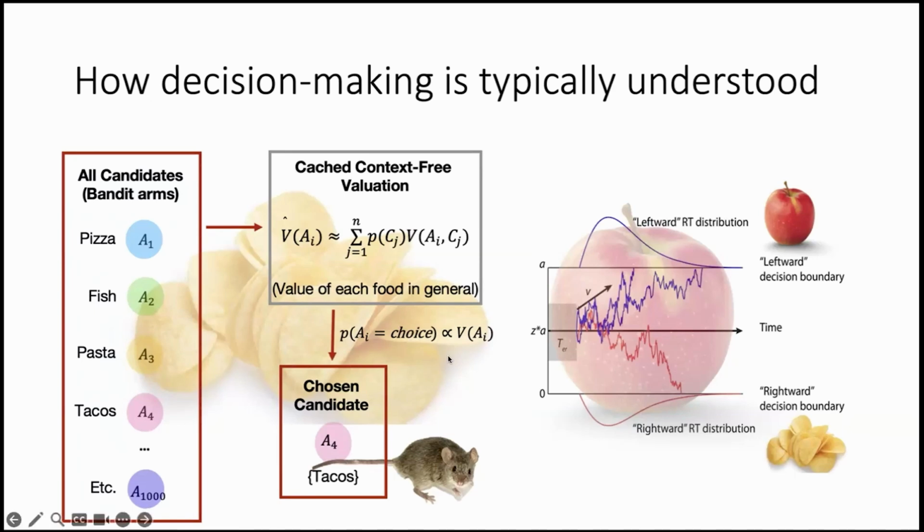And in the drift diffusion model way of thinking about it, you might have a boundary. And once you get enough evidence that one of these is better than the other, whichever one reaches the boundary first, that's the one that you're going to choose. So if you cross this threshold earlier for an apple, then you would choose the apple.